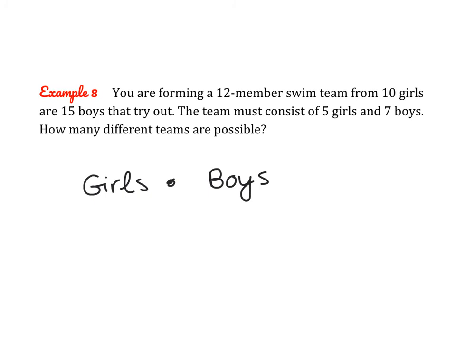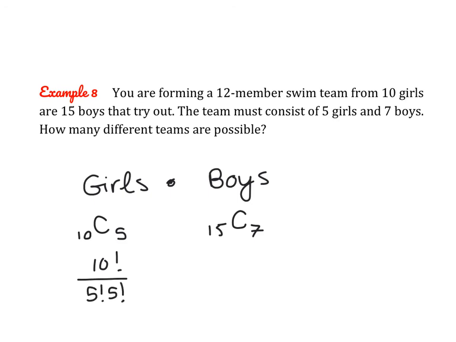And once again, we know this is combination because it doesn't matter when you're picking a team, it doesn't matter who you pick first, second, third, fourth, or fifth. All of those members are on the same team, so the order doesn't matter. So if we want to find the combinations for girls, well, there's 10 girls that try out, and we can only choose 5 of them. If we want to find the number of combinations for boys, there's 15 boys that try out, and we can only choose 7. So this will give us 10 factorial over 5 factorial times 5 factorial.